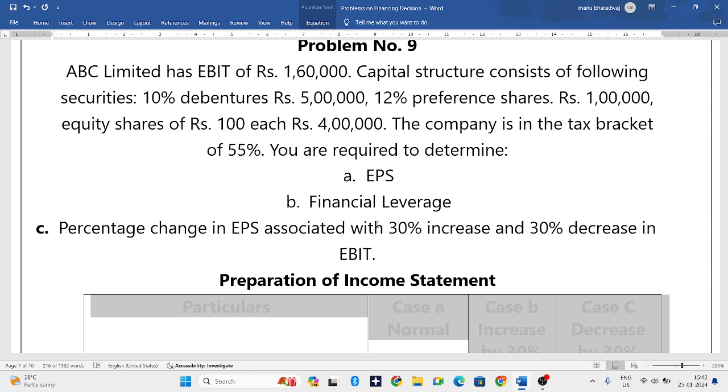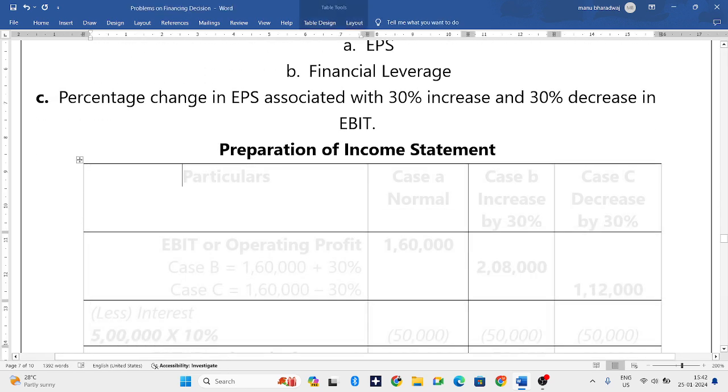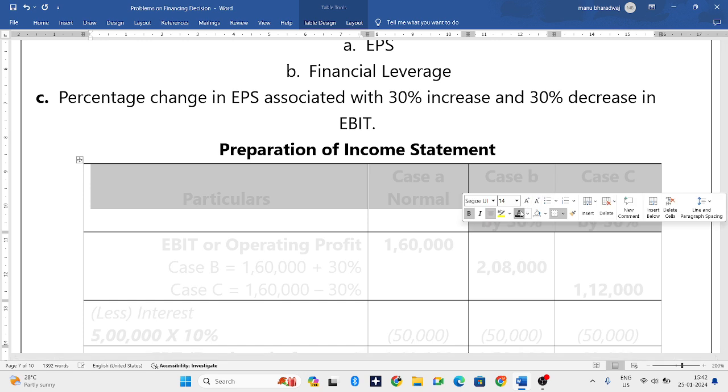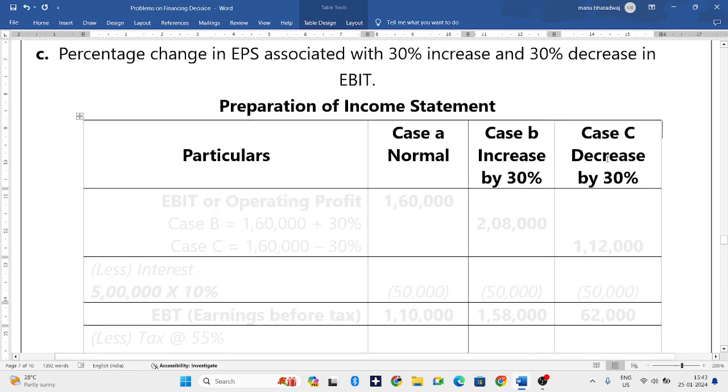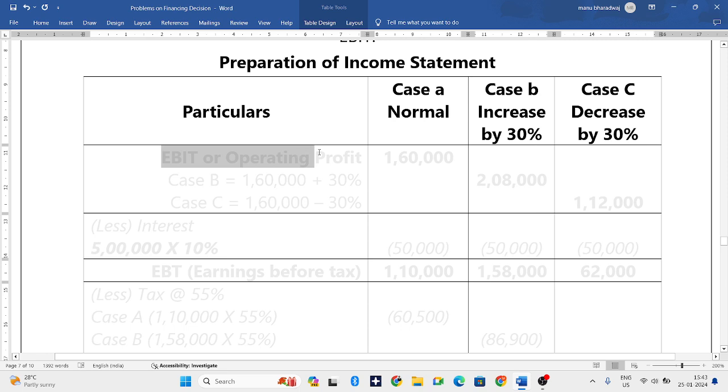First case will be normal case. Second case will be increase of 30% and third case will be decrease in the EBIT of 30%. So first, four columns should be taken here. One is particulars column. Case A, that will be normal. Case B when it is increased by 30%, and case C when it is decreased by 30%. So now, first let us calculate for normal case, then come back to other cases.